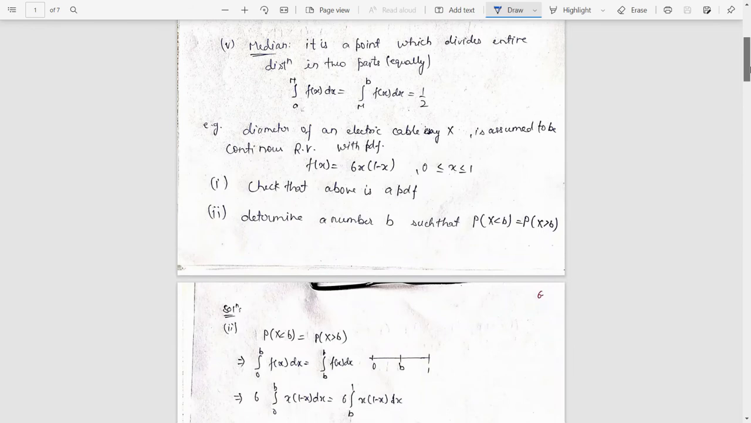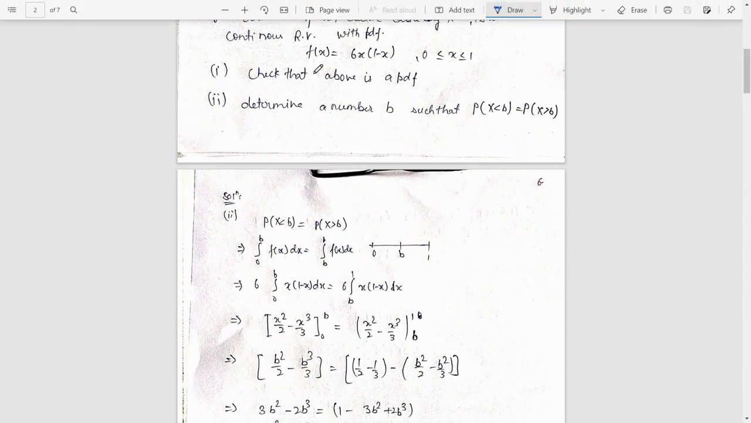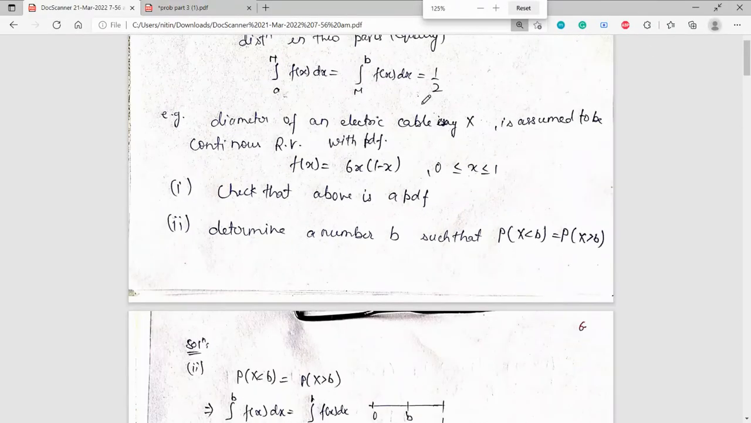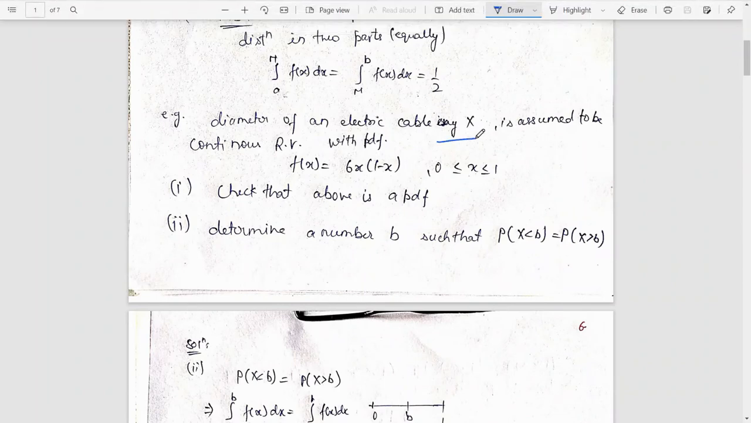Before moving to the next part, let's see one example. The example is about the diameter of an electric cable, say X. So there is an electric cable. Let's suppose this is an electric cable. The diameter X is assumed to be a continuous random variable with PDF f(x) equal to 6x(1 minus x).